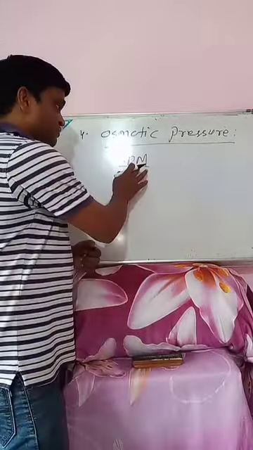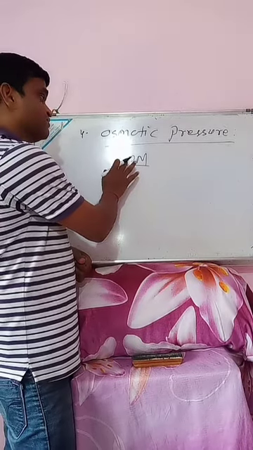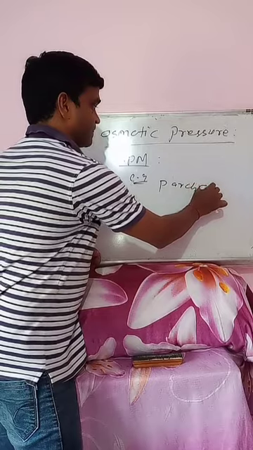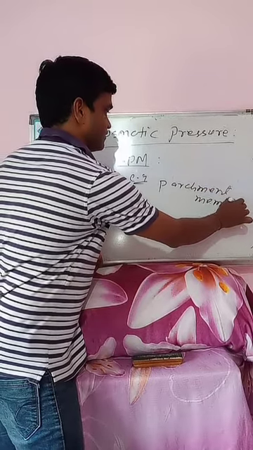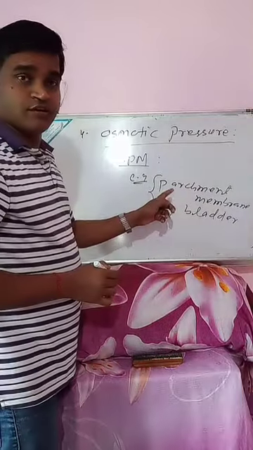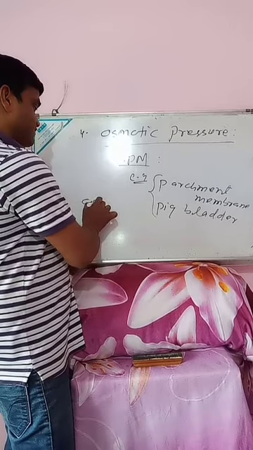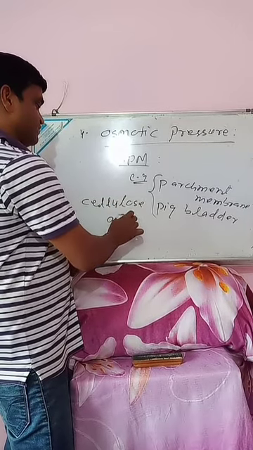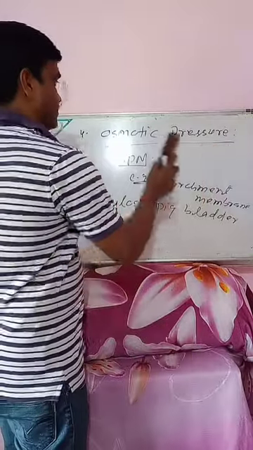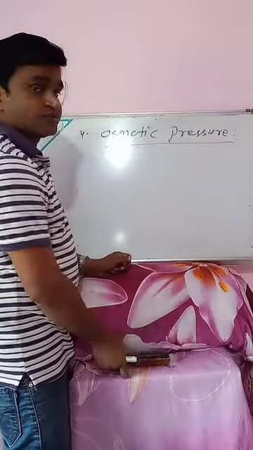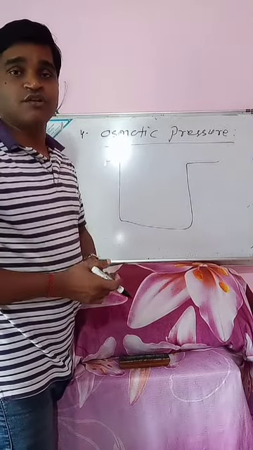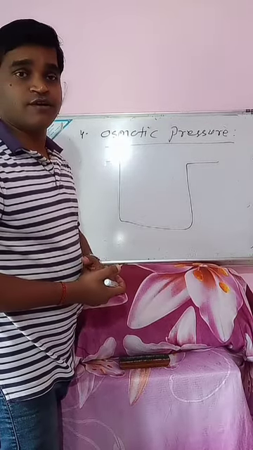Okay, so a semi-permeable membrane only allows the solvent molecules to pass through it. That is why it is called a semi-permeable membrane. Examples: parchment membrane and pig bladders. These are the two natural semi-permeable membranes. Along with them, there is cellulose acetate, which can also act as a semi-permeable membrane, but it is synthetic. The semi-permeable membrane only allows the solvent molecules to pass through but prevents the passage of the solute particles. Generally in a solution, the solute particles have a larger size as compared to the solvent molecules.